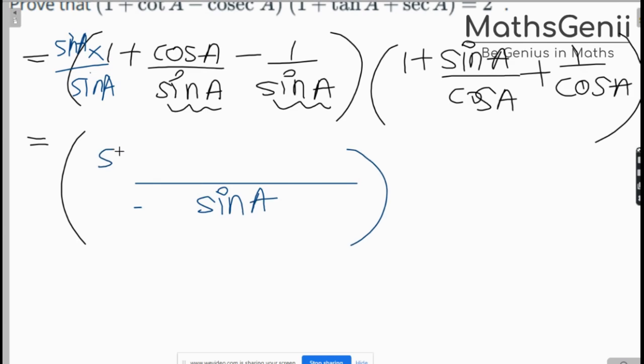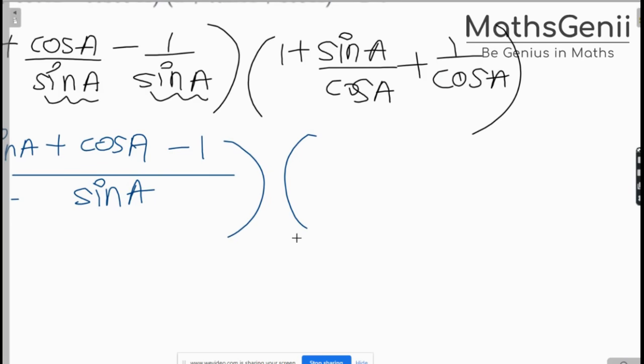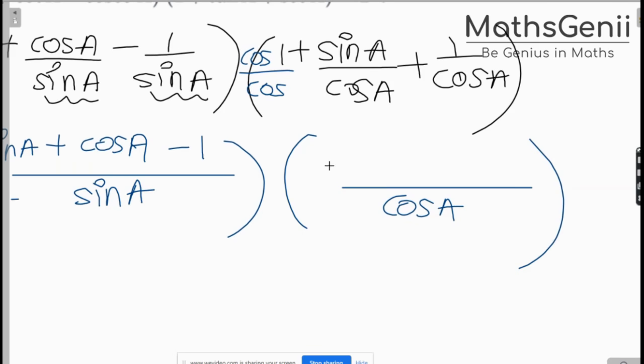So here I have sine A, I have cos A, and I have minus 1. Similarly here, you have cos here, you have cos here, but you don't have cos here. No problem. Multiply and divide by cos. So can I write cos only once in the denominator because the denominator is the same now? Cos into 1 is cos, plus sine A plus 1. Okay, so fair enough.